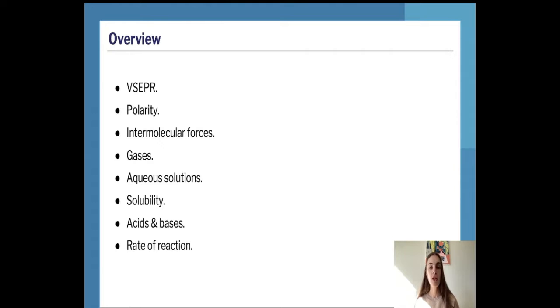So this is just a bit of an overview of what we're going to be doing today. We'll start off with the VSEPR theory. Then we'll go on and talk about polarity, then intermolecular forces, then we'll talk about gases, aqueous solutions, and solubility, and then we'll do a little bit of talking about acids and bases and rates of reaction.